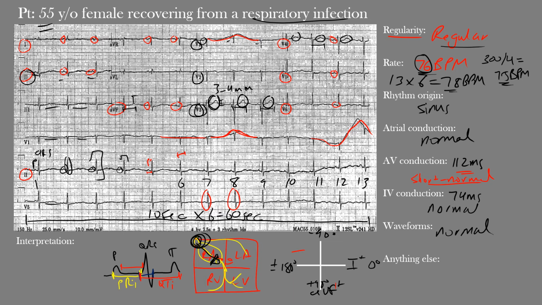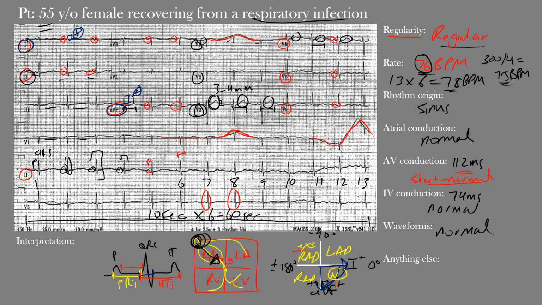So let's take lead 1 first. Mostly, it's definitely positive, so we'll head towards the positive end of that lead. If we look at AVF, again, positive, so we're heading this way, and we're in this range, all right? So is that normal or not? Well, that is certainly normal. This is considered the normal quadrant. This would be left axis deviation, right axis deviation, and an extreme right axis deviation.